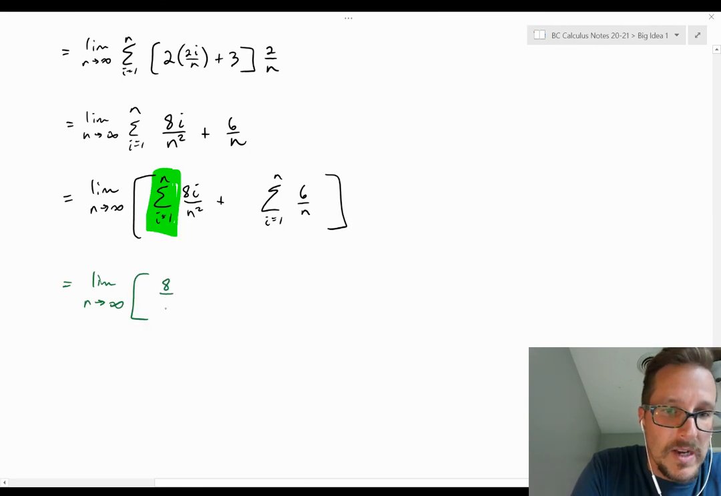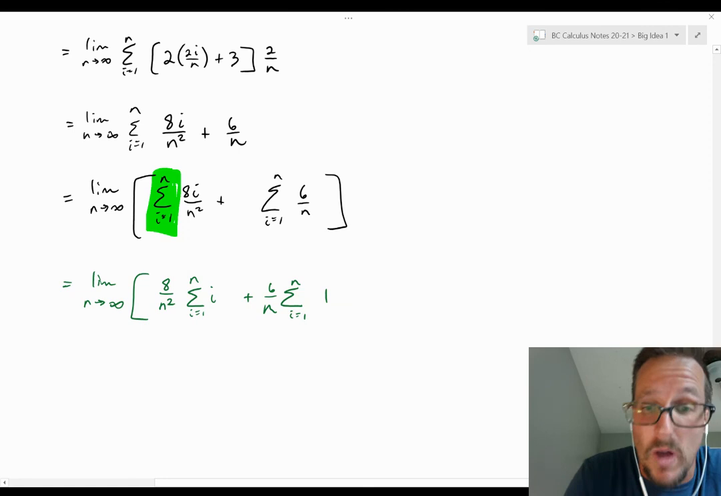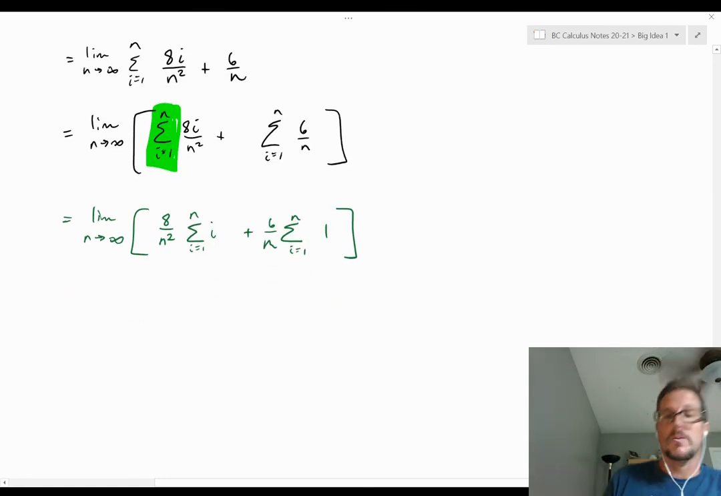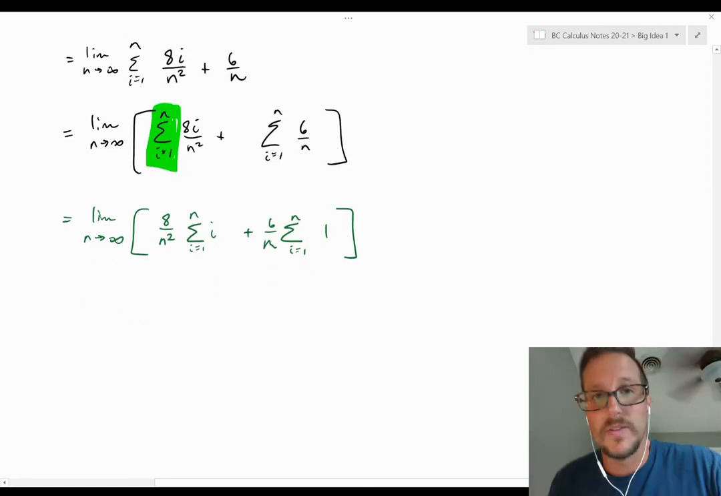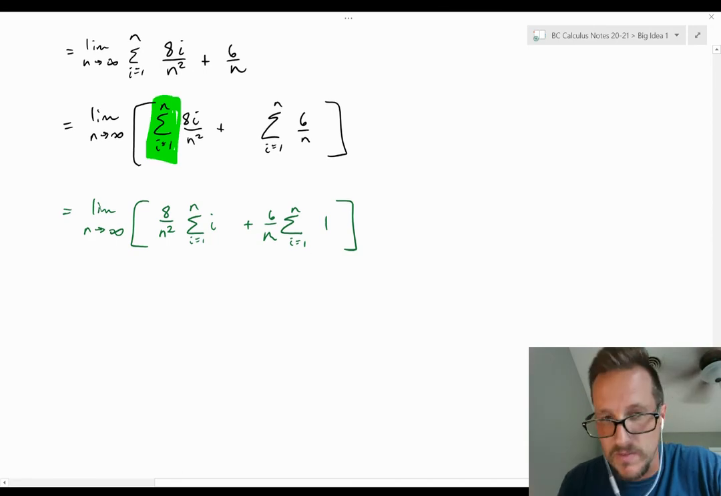8 over n squared times the sum from 1 to n of i plus 6 over n times the sum from, well, there's nothing left. Well, that means there's just a 1 left. Okay, so now we need to access some of the summation formulas. And there are all kinds of summation formulas out there.